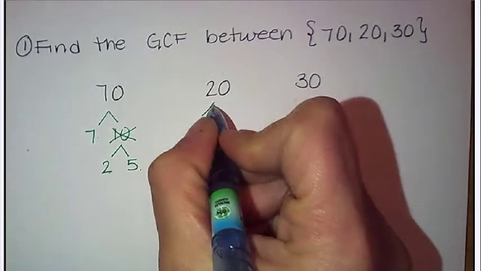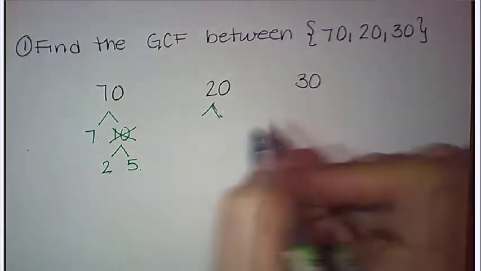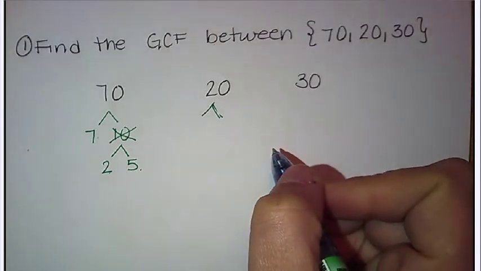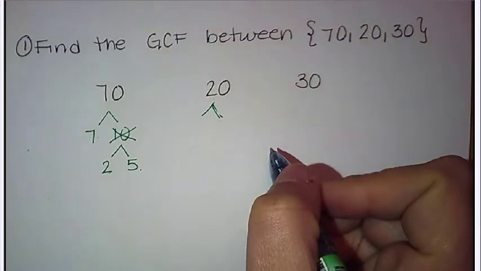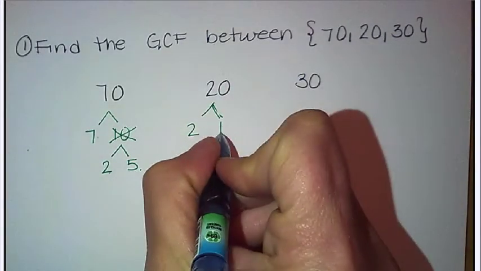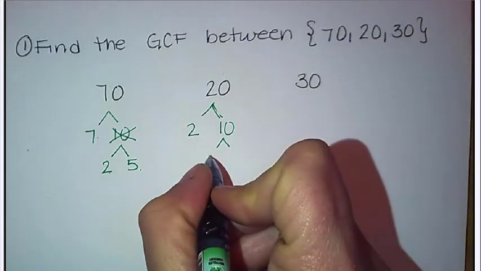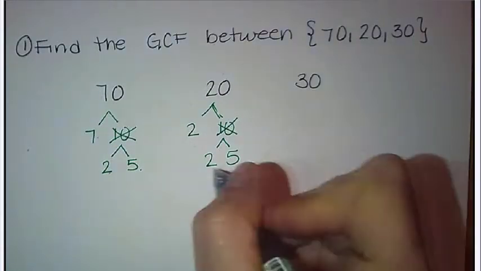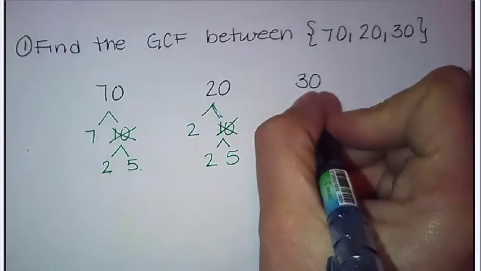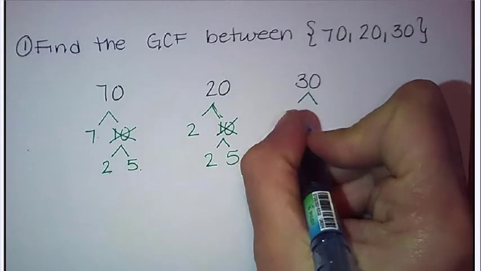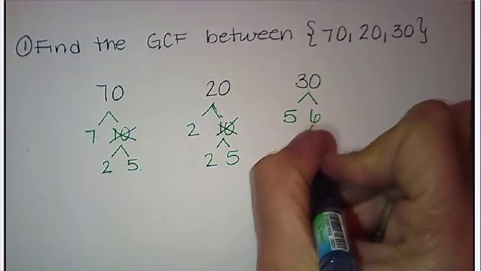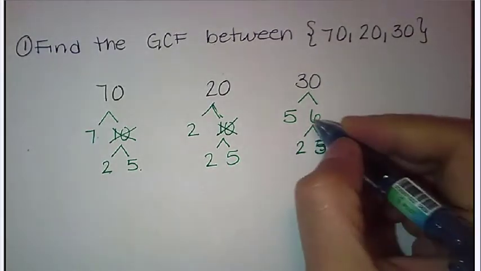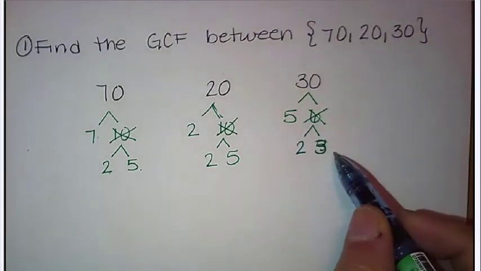So with 20, again, I could use the 10, so I could say 2 and 10, or I could say 4 and 5. Remember, you can do it multiple different ways. As long as you go to prime numbers, you're going to get the same answer either way. So I'm going to go ahead with 2 and 10 again. And again, 10 is 2 and 5, and I can mark that 10 out so I don't pay attention to it since I've broken it down to 2 times 5. Same thing with 30. Let's do 5 and 6 with 30. And then 6 is 2 and 3. And again, I want to mark out that 6 because I've already broken it down to 2 times 3.